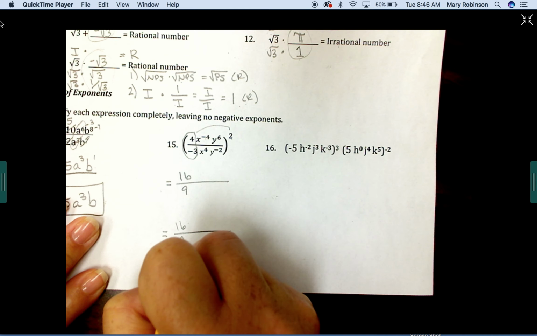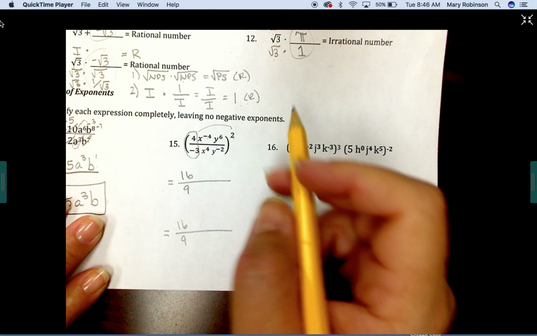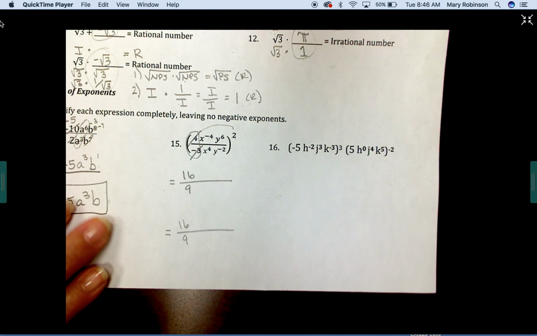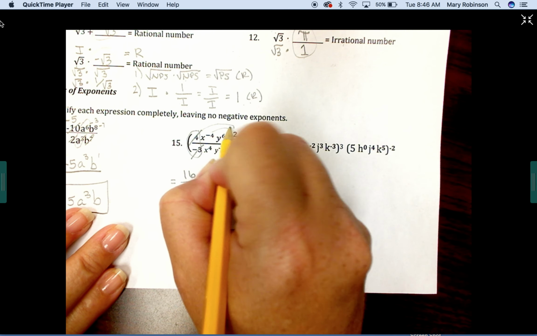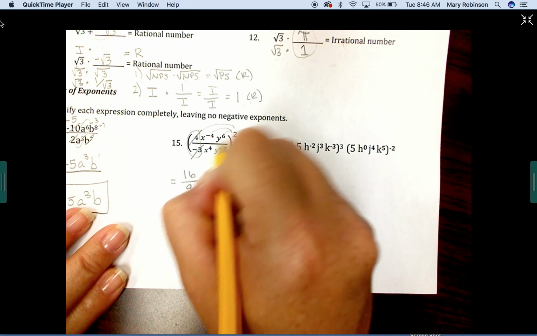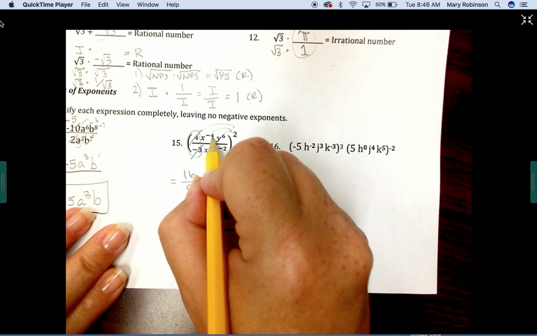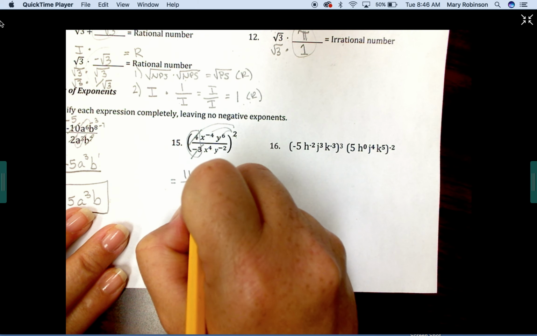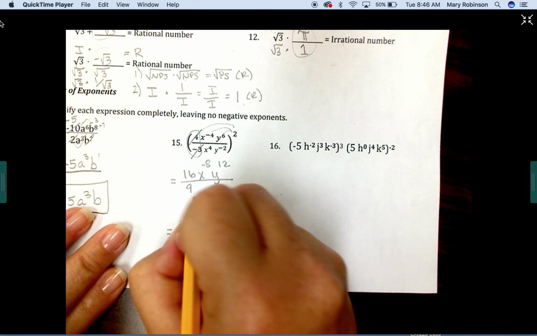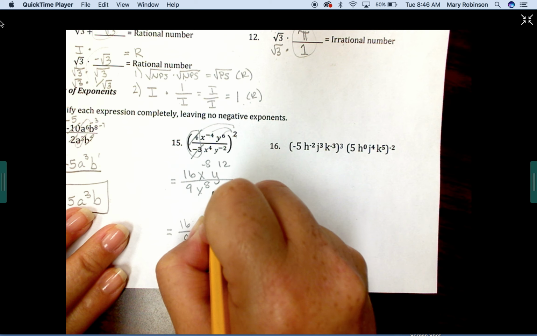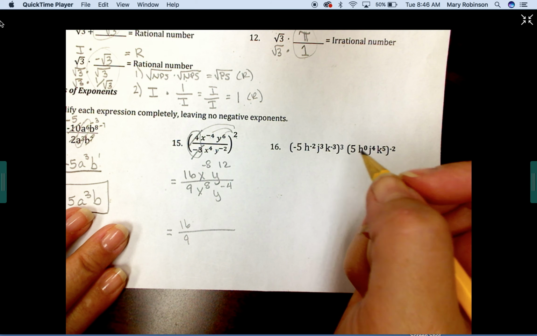I have already evaluated it. I am no longer going to raise it to this power. I am done evaluating that. At this point, I'm going to use my power property and multiply all of these exponents. Power to a power, multiply. So on my numerator, I get x to the negative 8th, y to the 12th, and my denominator, x to the 8th, y to the negative 4th.